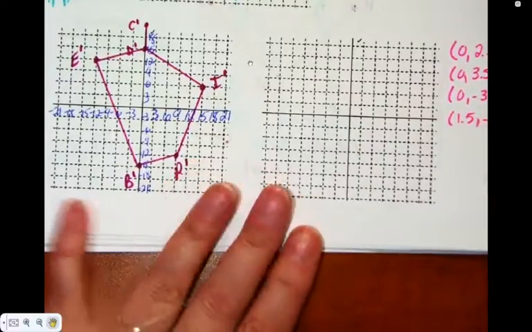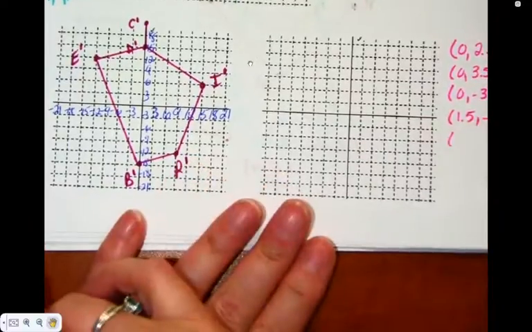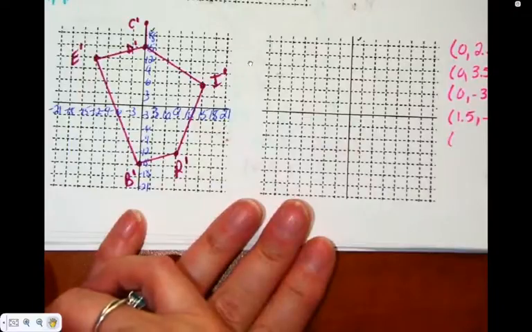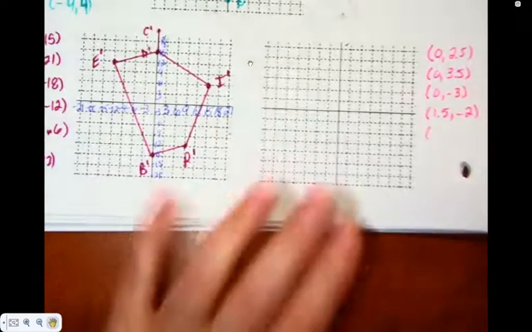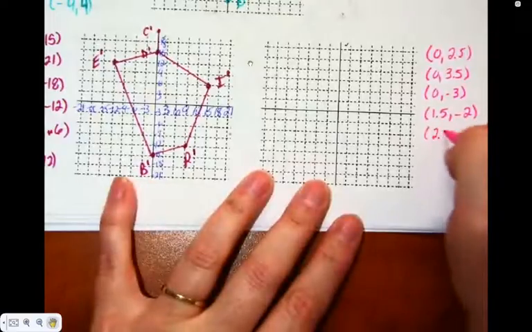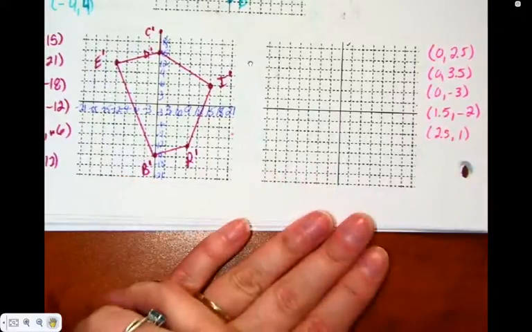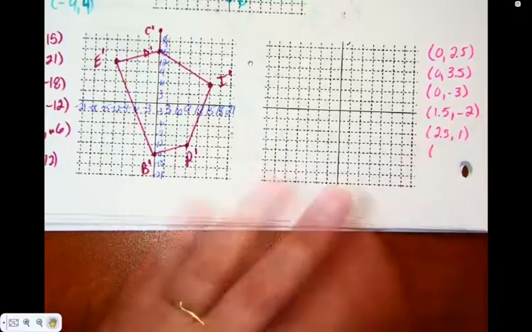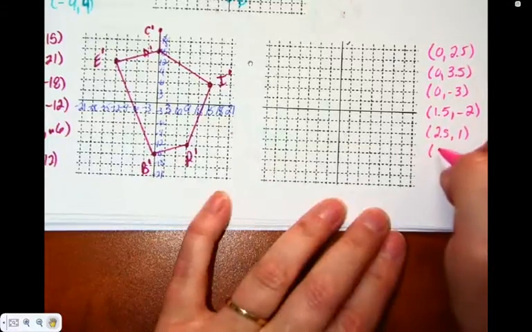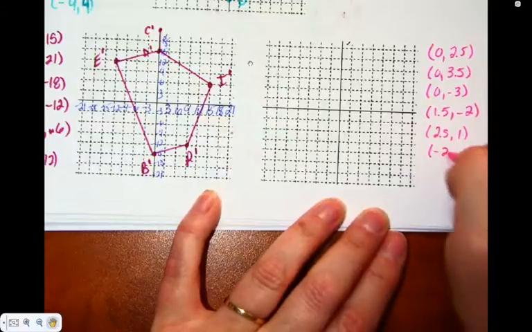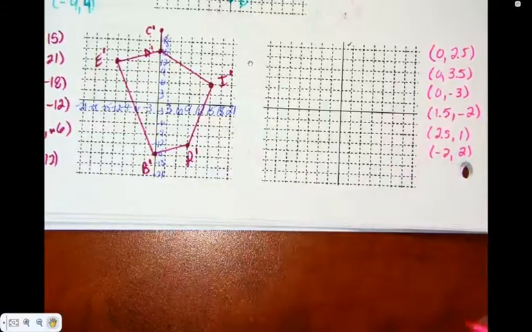Why aren't you writing these down? I cannot see. 5, 2. 2.5 and 1. And negative 4, or for me, you might have negative 4, 6, or negative 2, 2 if you have my point, whatever you want.